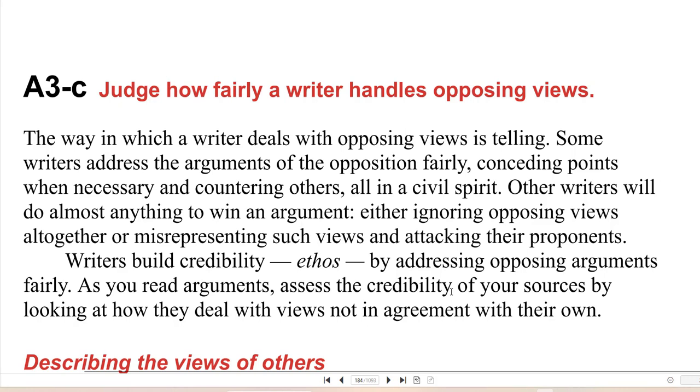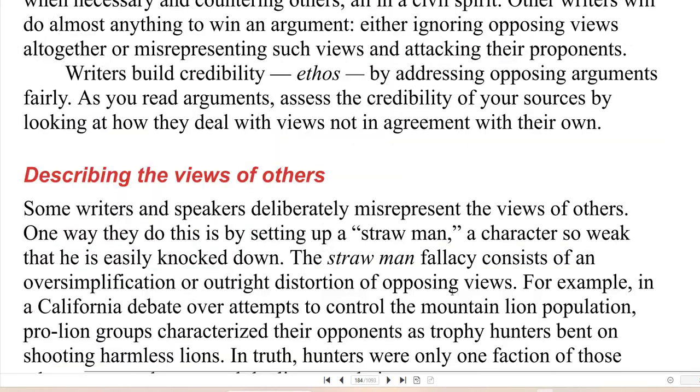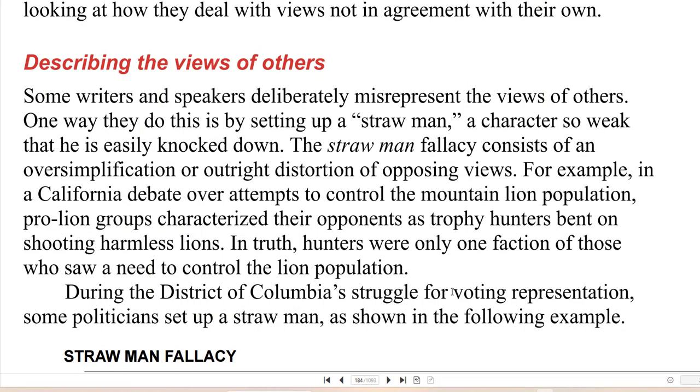As you read assignments, assess the credibility of your sources by looking at how they deal with views not in agreement with their own. Some writers and speakers deliberately misrepresent the views of others. One way they do this is by setting up a straw man, a character so weak that he is easily knocked down. The straw man fallacy consists of an oversimplification or outright distortion of opposing views.